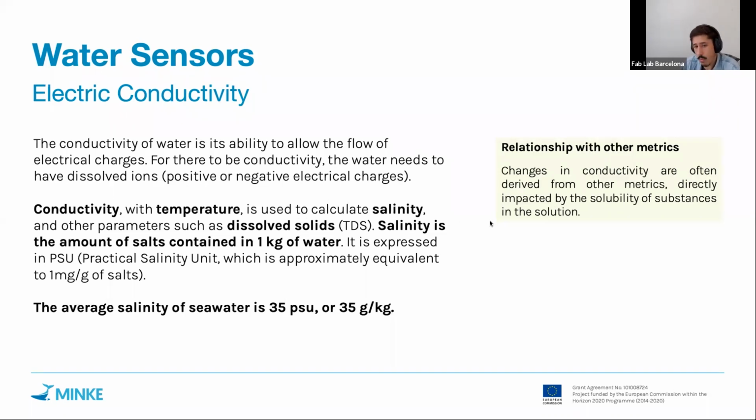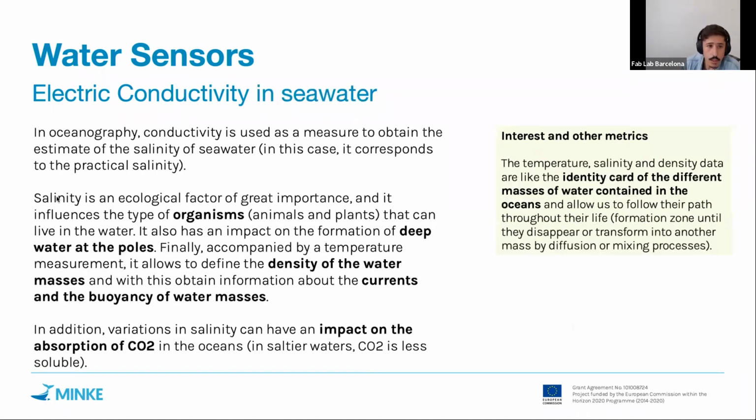And this is, of course, important in seawater, but also the amount of dissolved solids. And of course, we cannot differentiate what type of solids we are measuring. So we call it TDS, or total dissolved solids, as we cannot determine whether the substance that is dissolved in the water is salt or something else. In the case of seawater, of course, the electrical conductivity is important to estimate the salinity.